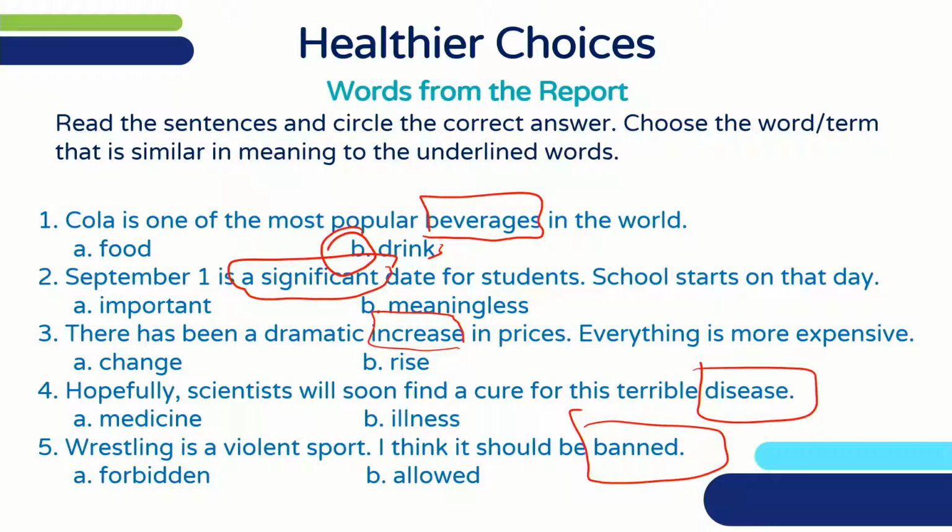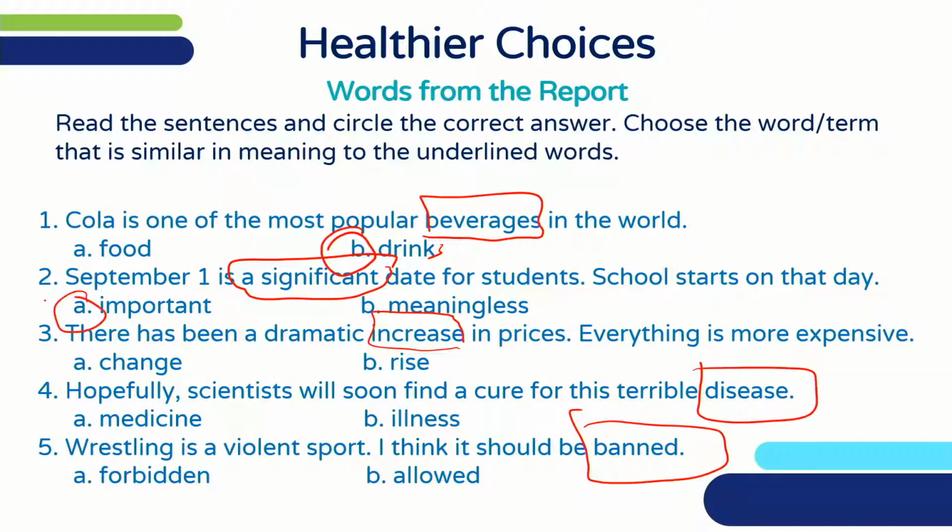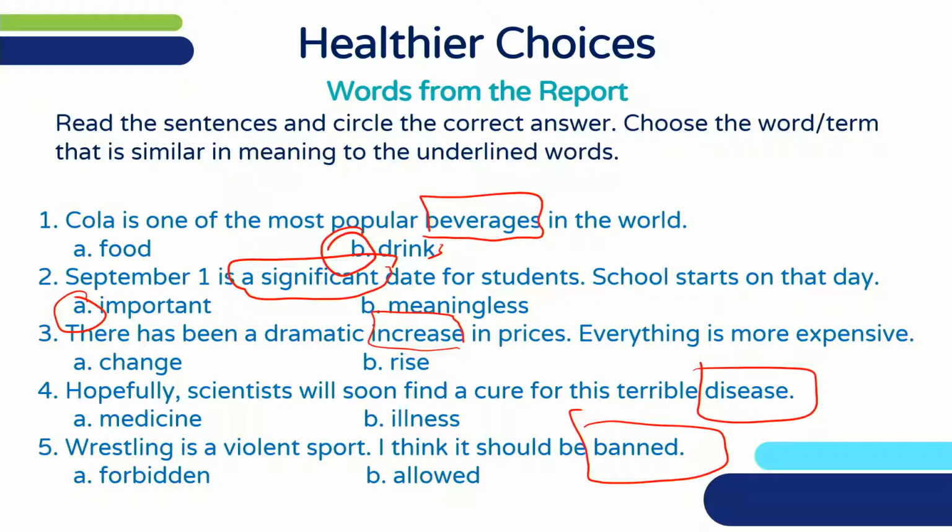September 1st is a significant date for students. Why? Because school starts on that day, so significant. Is it an important day or meaningless? It is an important day. So, significant, important. There has been a dramatic increase in prices. Everything now is more expensive. So is it a change or a rise? Yes, increase is a rise in prices.